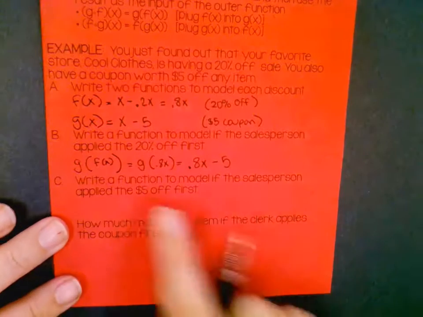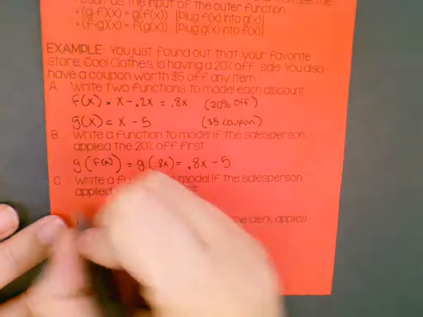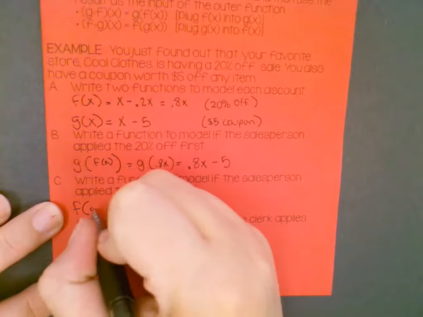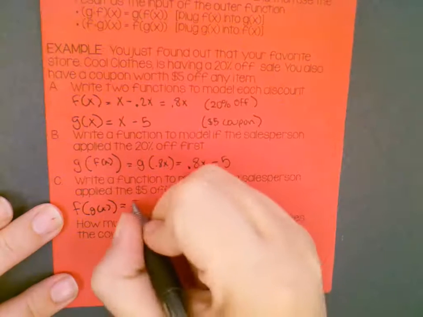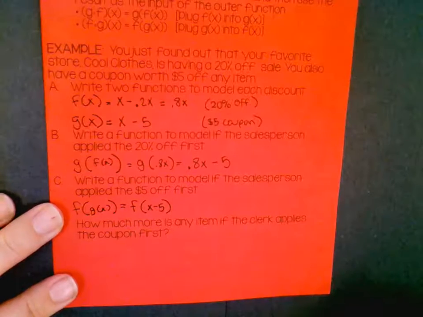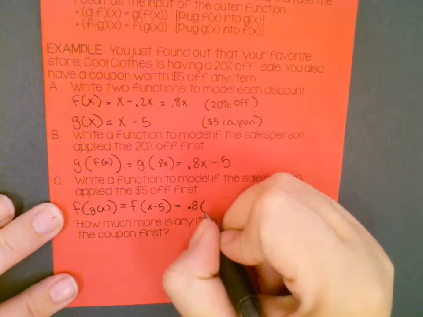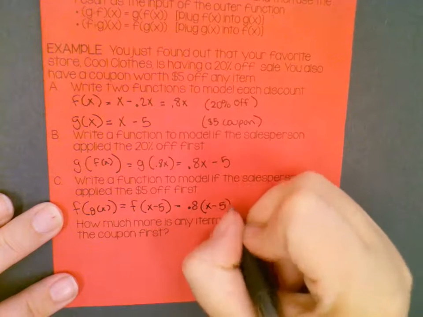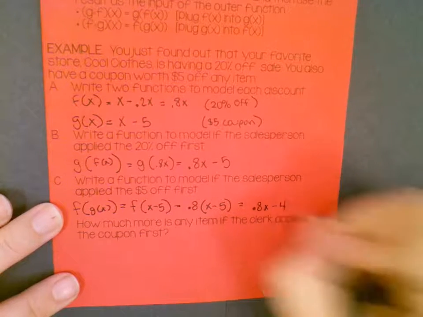For C, it says, what if we take the $5 off first? Then we would do F of G of X. So we do function G first. That means we're plugging in X minus 5 into our function F. So we'd have 0.8 times X minus 5. And if we distribute, we have 0.8X minus 4.